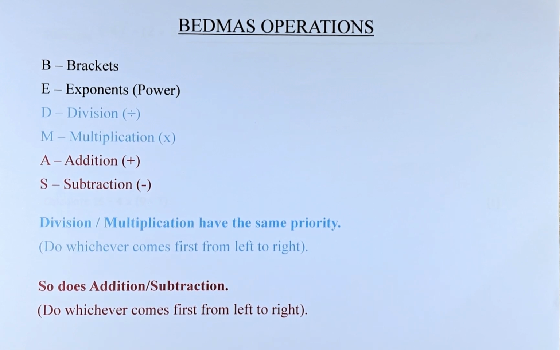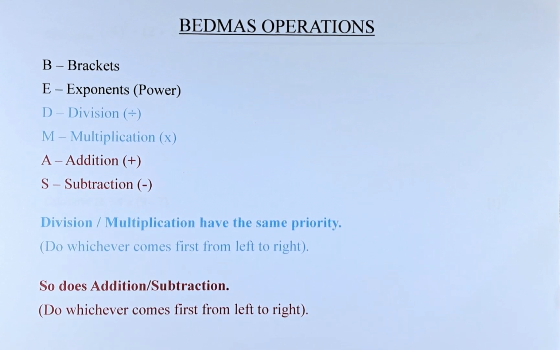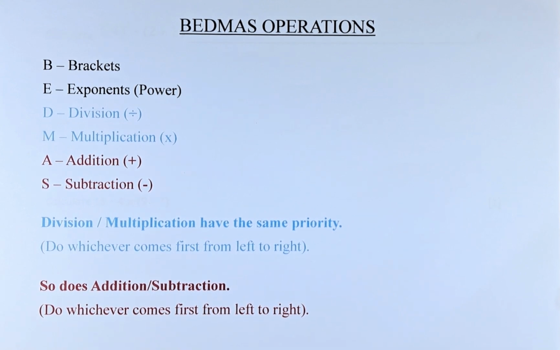BEDMAS actually means bracket. B stands for bracket. E stands for exponent or the power. Sometimes it's BODMAS. O means operation. It's the same thing. D is divide or division. M is multiplication. A is addition. And S is subtraction. So if you remember the order of operation, then you should have no problem getting this 1 or 2 marks in the exam.